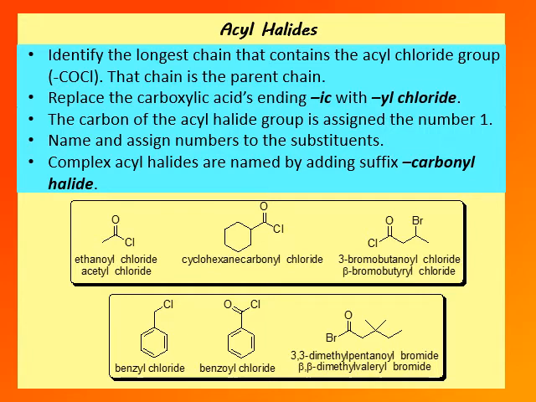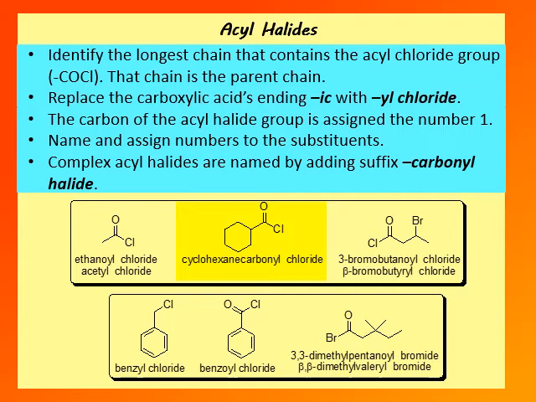And here are some examples. First example is acyl chloride with 2 carbon atoms. So the corresponding carboxylic acid with 2 carbon atoms would be ethanoic acid. So we drop IC, replace it with YL, it becomes ethanoyl. Since there is chlorine, ethanoyl chloride. Same rules are followed for trivial nomenclature. According to trivial nomenclature, the parent acid would have been acetic acid. So this becomes acetyl chloride. Again, dropping IC, replacing it by L and using the word chloride.